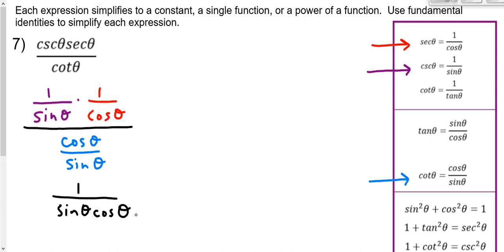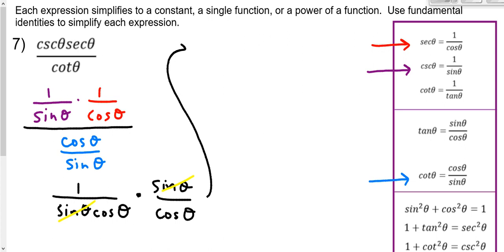And then let's multiply by the reciprocal of the denominator. So the reciprocal of the denominator would be sine theta over cosine theta. Okay, does anything cancel? Looks like we have sine theta on the top and sine theta on the bottom. We can cancel those. Now what do we have left? We have 1 over cosine squared theta left.